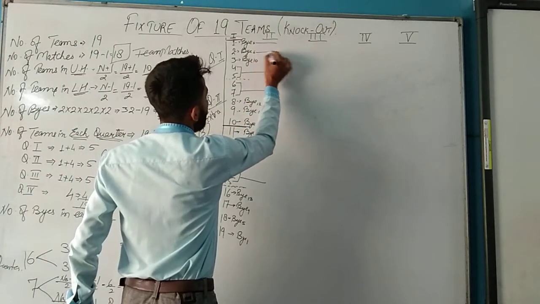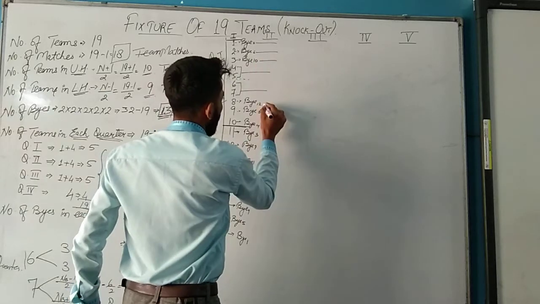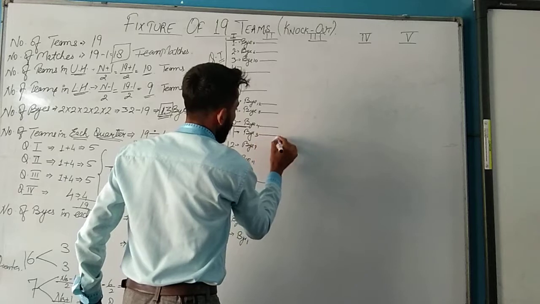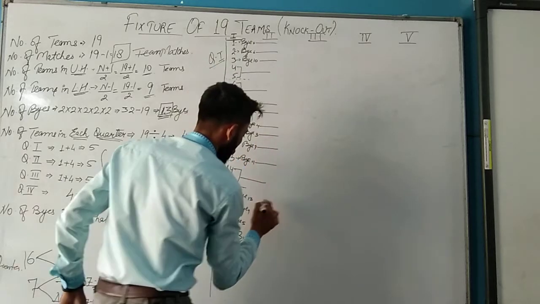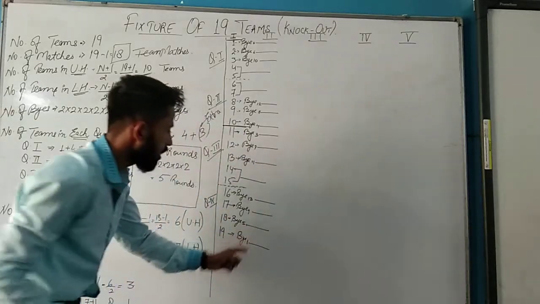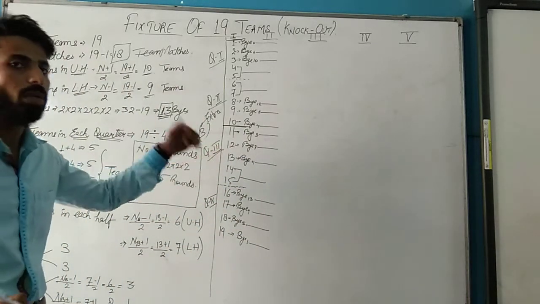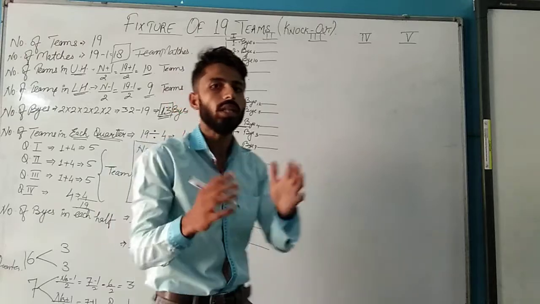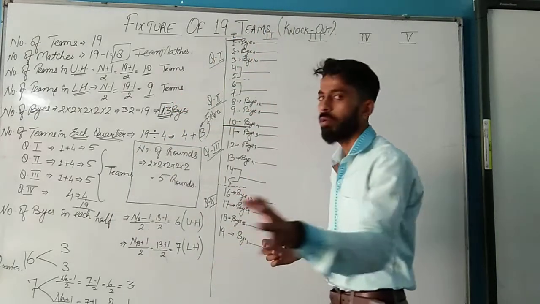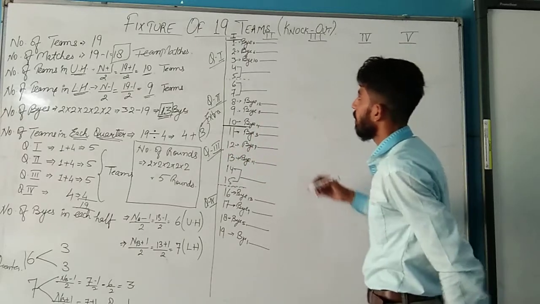Means this and this. Now in the same way 3, 7 and 11. In the same way this, all 4. Means these are the byes, these are the teams which are being qualified in the first round without playing any single match. So this is good luck for them that they are playing no matches but going to the next round without playing a match.